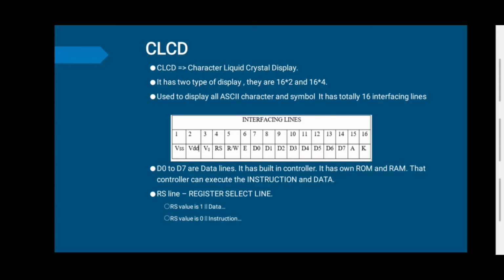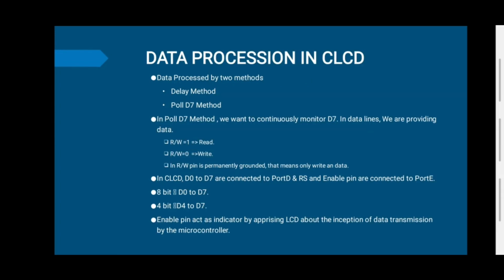RS line, register select line. RS value 1 is data. RS value 0 is instruction. Data processing in CLCD: data is processed by two methods, the delay method and the poll D7 method. In the poll D7 method, we want to continuously monitor D7. In data lines, we are providing data.